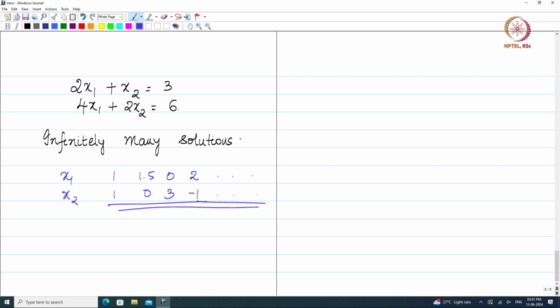That is something very interesting, that is something which we need to know, right. How did we get that? You very clearly see that if you look at these two equations, this equation is basically 2 times the first equation, which said 2x1 plus x2 is equal to 3. Essentially the lines are the same, right.